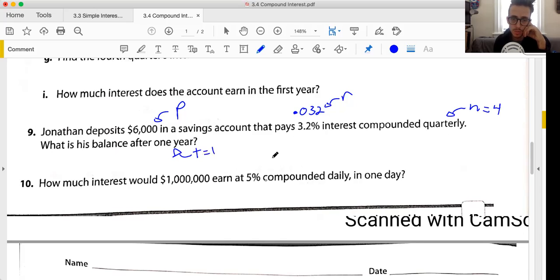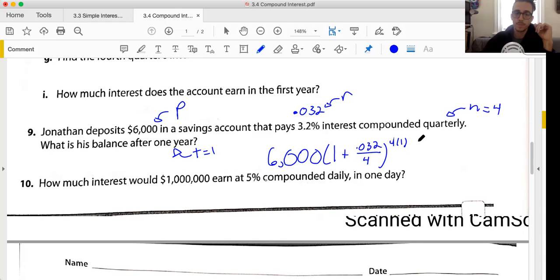All right, I'll show this one. We're asking for our balance, so I'm definitely going to give respect to that. Putting 1 in parentheses, 0.032 is up here. This is compounded quarterly, so we're dividing by 4. Out here, we'll have n again, and then just 1 for that 1 year. Let's see what this is.